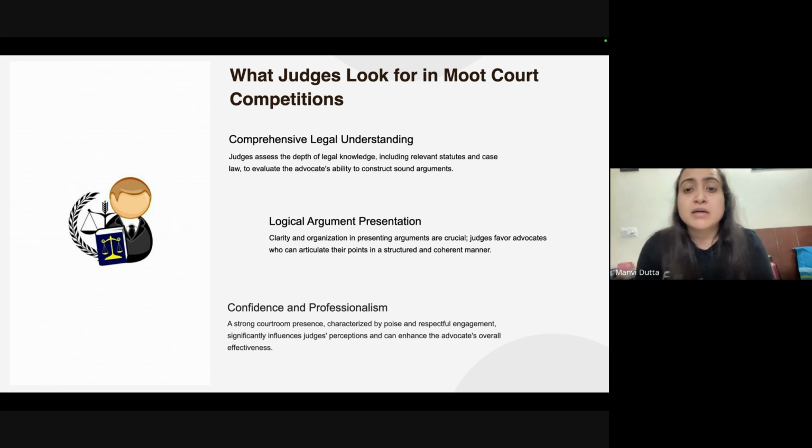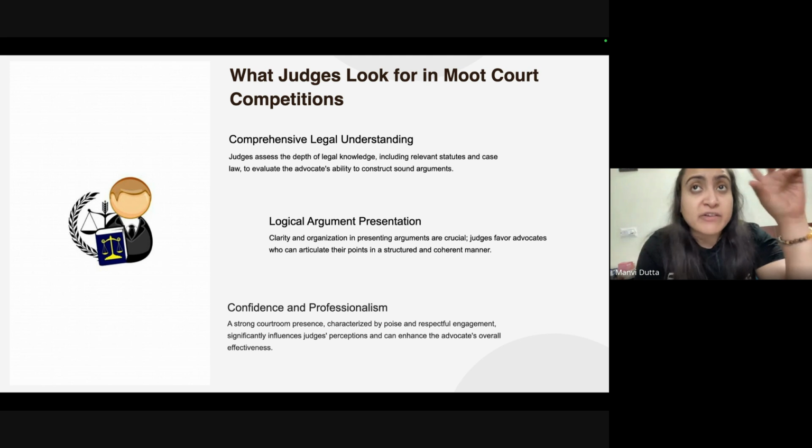Then comes legal argument, how you will present the legal argument. Legal argument shall be presented with utmost clarity and organization. If you are presenting any argument which is very crucial, judges can favor advocates who can articulate their points in a very structured manner, in a very coherent manner. If you are presenting any such argument which is very complex in nature, and which has many subparts, and it is very difficult to crack, then judges will favor you as you are able to articulate in a very effective, structured manner. That is also a plus point while presenting your argument.